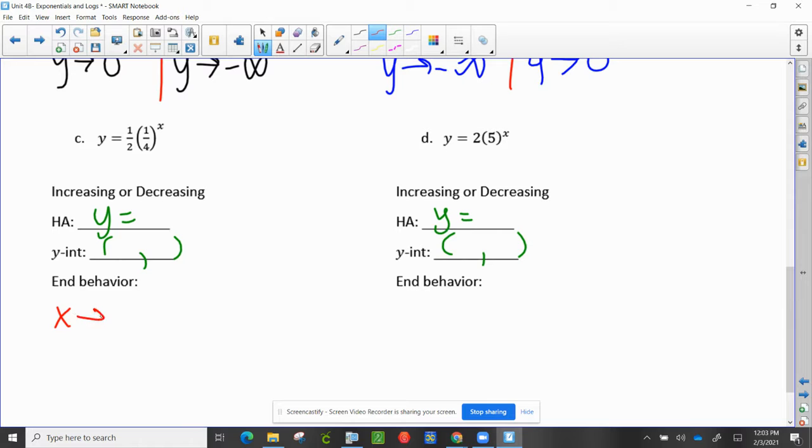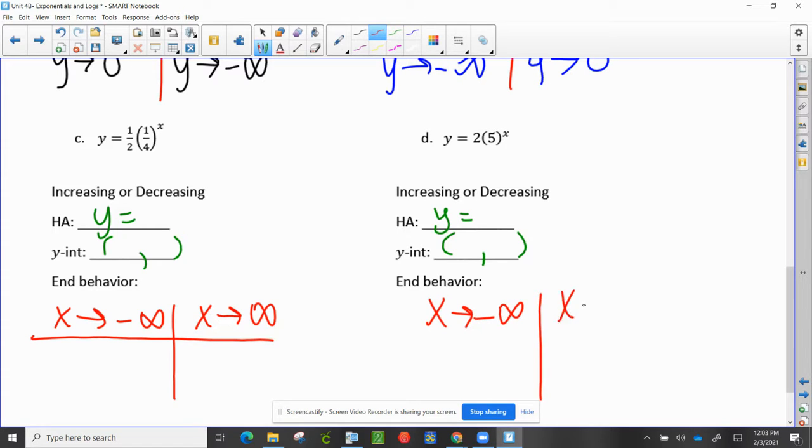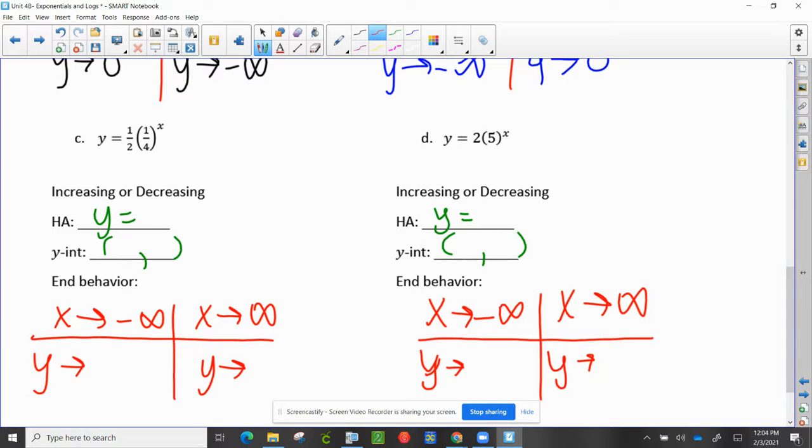And then end behavior. I'll fill in the general for you. As x goes to the left, and as x goes to the right, we just have to fill in what y is doing. So is it approaching your asymptote, or is it approaching positive or negative infinity? So go ahead and try these two, and we'll see how you do.